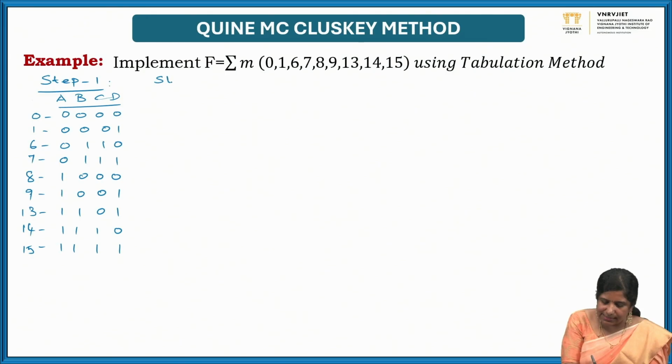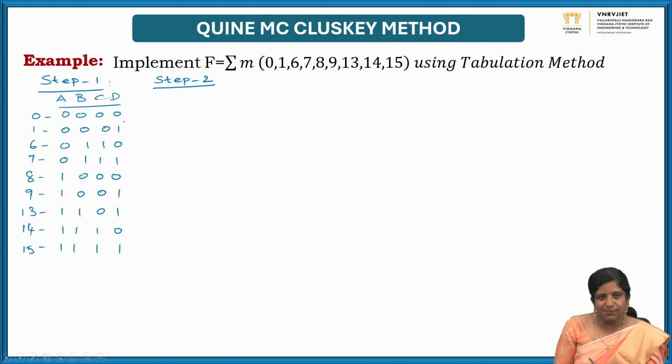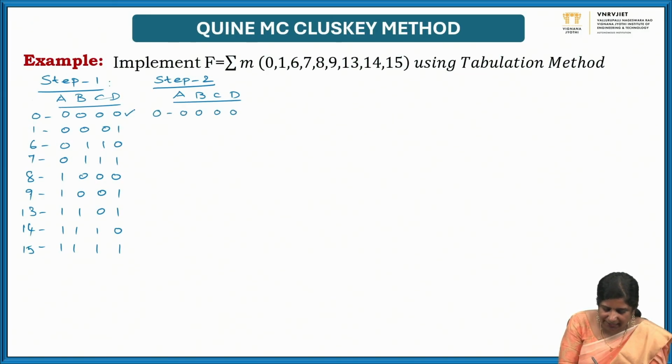Now, coming to step 2, you have to arrange these minterms as per the number of ones. So, first, I will be writing the minterms with all 0 ones. That is, first I will write 0. After writing, just keep a tick mark there. This is one group. You don't have any other decimal numbers whose binary representation consists of all zeros.